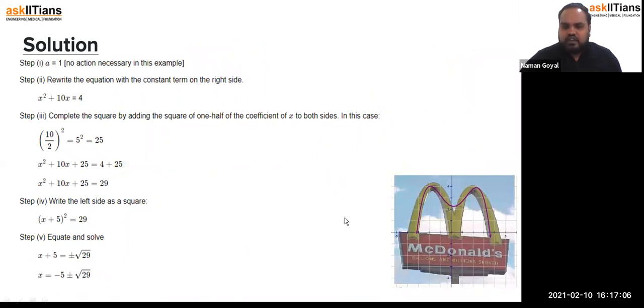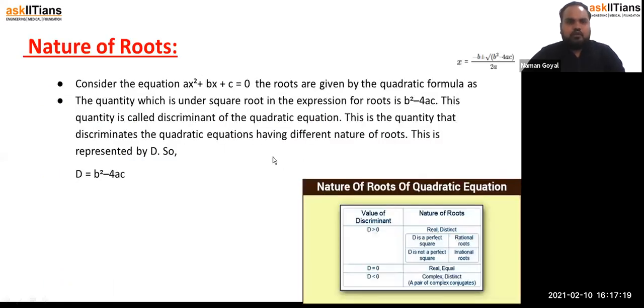Now if you see the sign of this, it makes a parabola here. This part is a parabola. Okay. Now what is the meaning of nature of roots? What is the meaning of nature of roots?